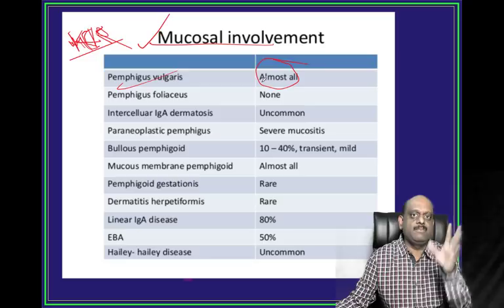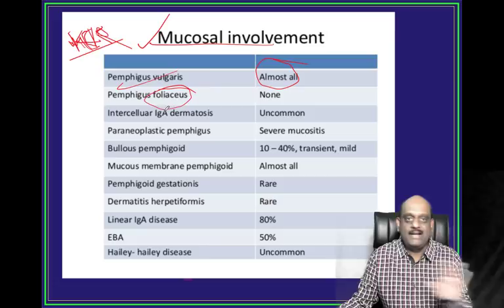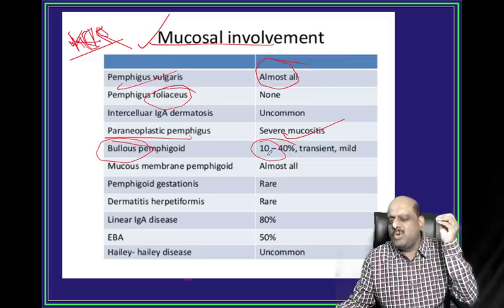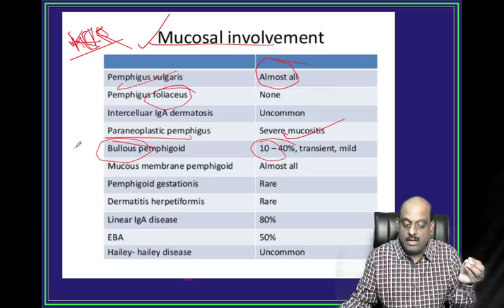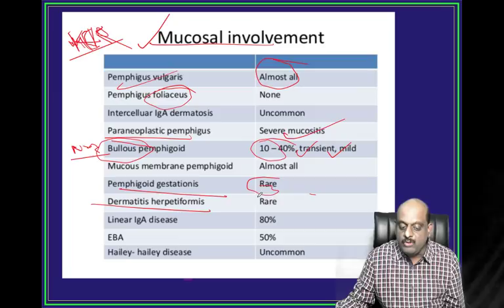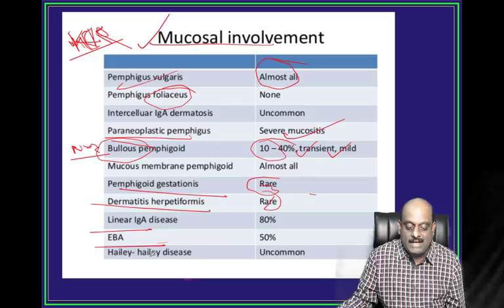Foliaceous, none. Though it is pemphigus, it doesn't have. Then paraneoplastic pemphigus, severe mucositis. Bullous pemphigoid, only 10 to 40%, that too transient, mild, almost you can say none because it is transient, mild. Then pemphigoid gestationis, dermatitis herpetiformis, you don't find mucosal involvement. Linear IgA disease, epidermolysis bullosa, it is found in 80% to 50% of cases.